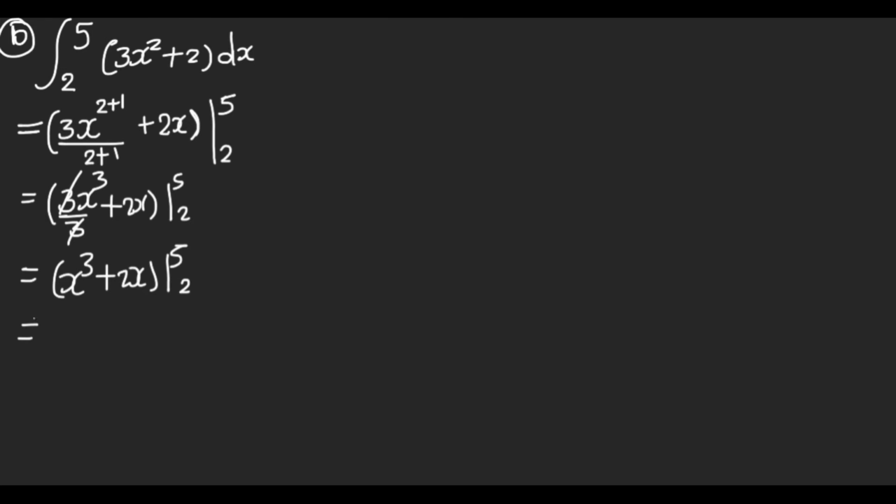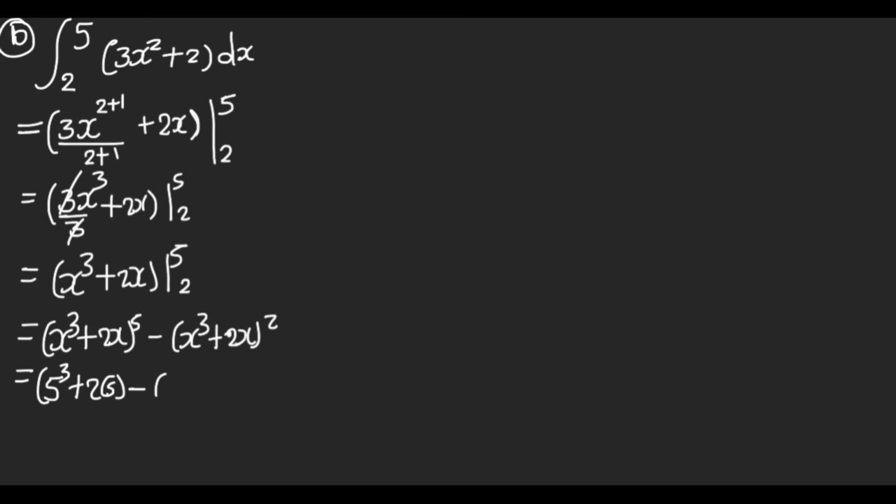After we are done integrating, we can now write two brackets. So the first bracket will have x raised to the power 3 plus 2x, with 5, minus x raised to the power 3 plus 2x, with 2. So let's look at here. We are going to have 5 raised to the power 3 plus 2 times 5 here, minus 2 raised to the power 3 plus 2 times 2. So where there is x, you substitute with 5 in the first bracket. Then here you substitute with 2.